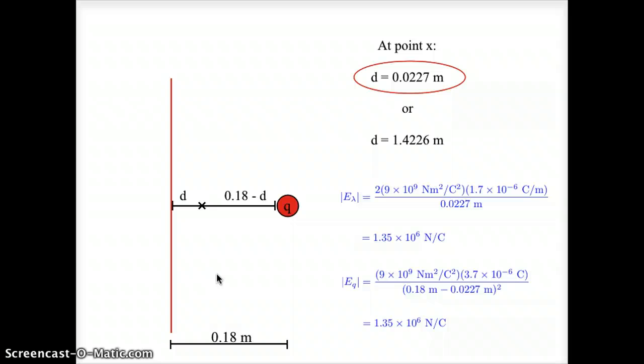So if I go back to the electric field equations, use this value of d as the distance from the charged line, I get 1.35 times 10 to the 6 newtons per coulomb as the magnitude of electric field from the charged line. The distance of point x from the point charge is 0.18 minus d, and when I do that math, I again get 1.35 times 10 to the 6 newtons per coulomb. So it checks out, we did everything correct, and we have figured out where the net electric field would be 0, at precisely this point x in between the point charge and the charged line.